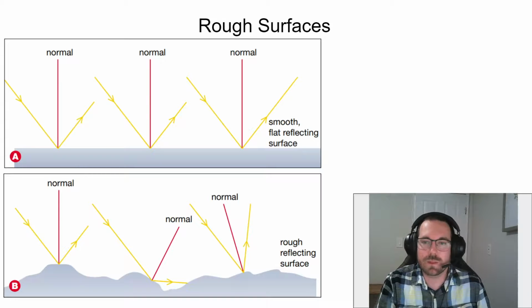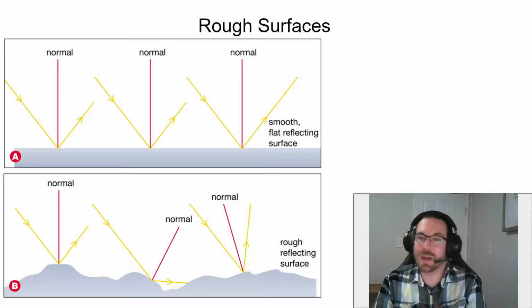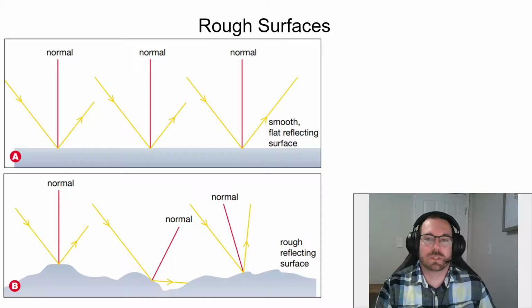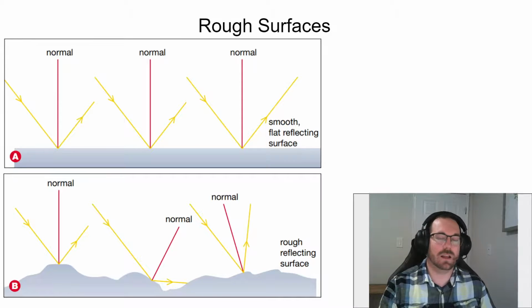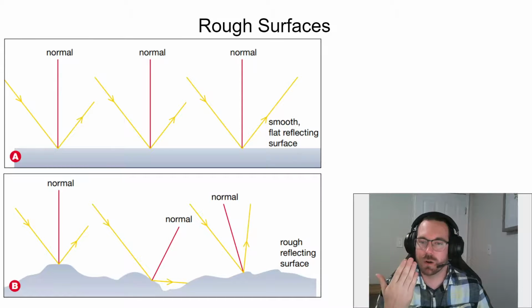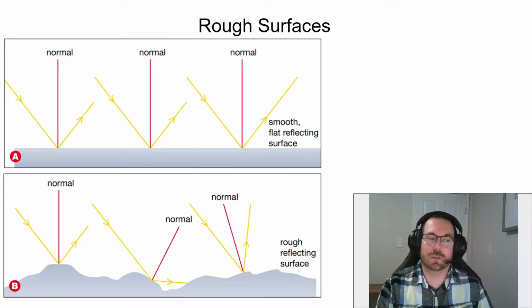Each light ray that strikes the surface will reflect according to the law of reflection. However, since the normal lines all point in different directions, the reflected rays will go in different directions too. The result appears as though the reflected rays were scattered randomly, and therefore they can't actually form an image. And this is one of the reasons why when we take a look at a sheet of paper, when we read a book, we're not seeing the reflection of our own face in that piece of paper. Because even though it might look super smooth, it actually is a very rough reflecting surface.